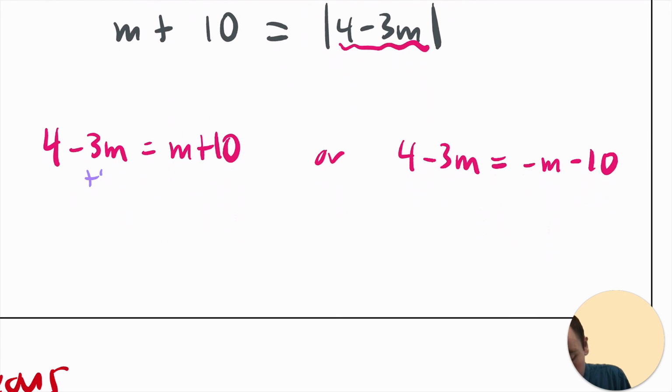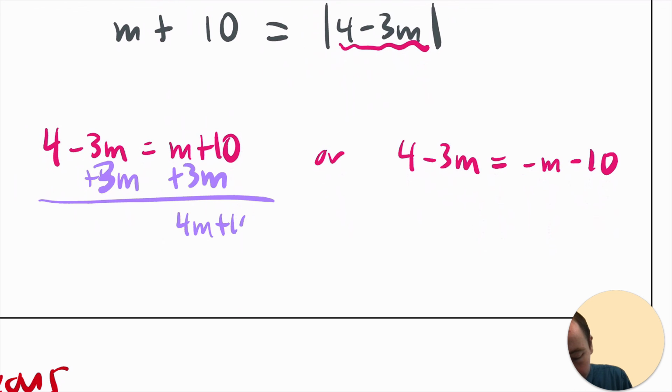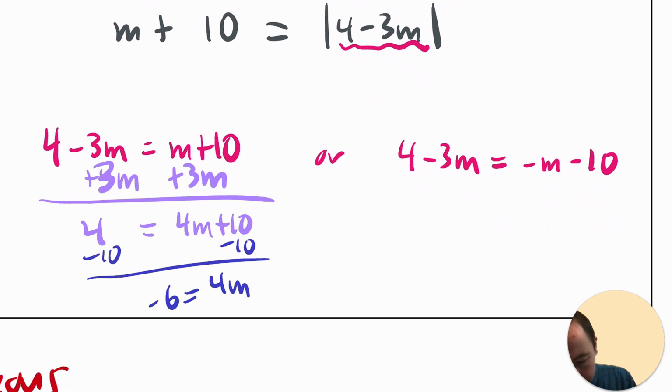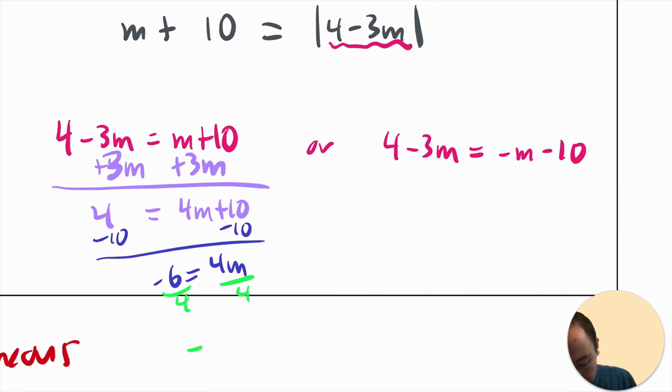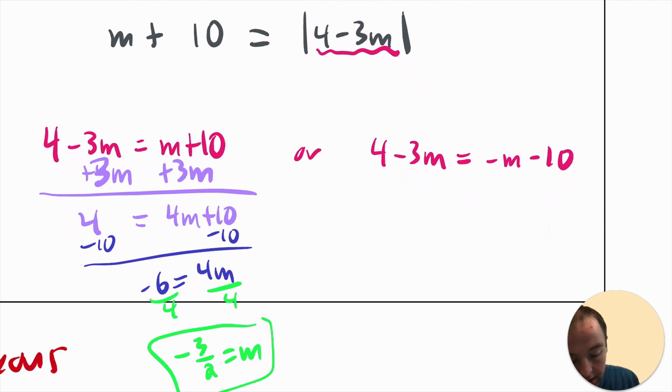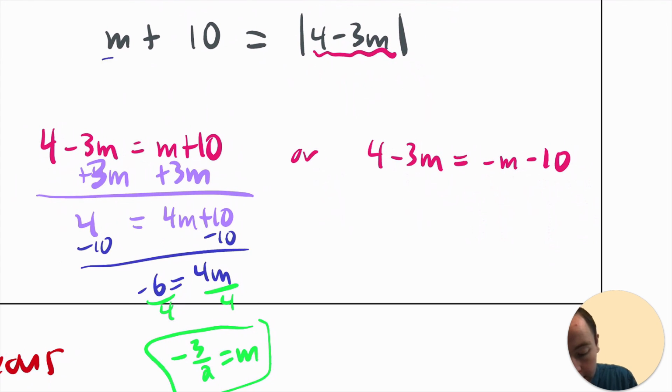So with this one, how about if we add 3m, and then we're going to get 4m on the right-hand side. Okay, and then we can subtract the 10. That's going to get us 4m equals negative 6. And then we can divide by 4, and you reduce that fraction, which gives you an answer of negative 3/2 equals m. Okay, we're going to have to check that though, because we might get extraneous solutions because we had this variable on the other side of the absolute value.